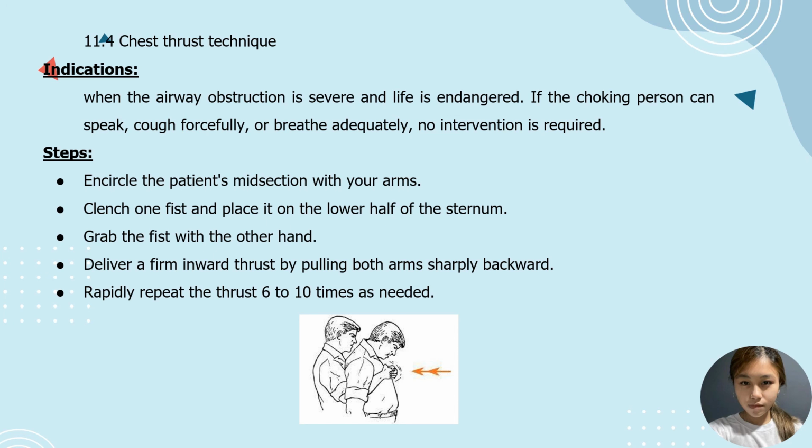For the chest thrust technique, for its indications, when the airway obstruction is severe and life is endangered. If the choking person can speak, cough forcefully, or breathe adequately, no intervention is required. For its steps, encircle the patient's midsection with your arms. Clench one fist and place it on the lower half of the sternum. Grab the fist with the other hand. Deliver a firm inward thrust by pulling both arms sharply backward. Lastly, rapidly repeat the thrust 6 to 10 times as needed.